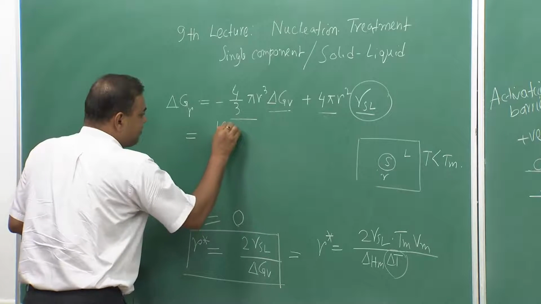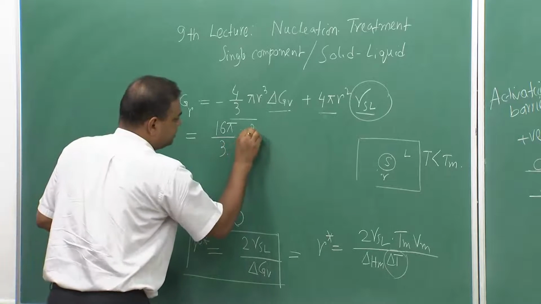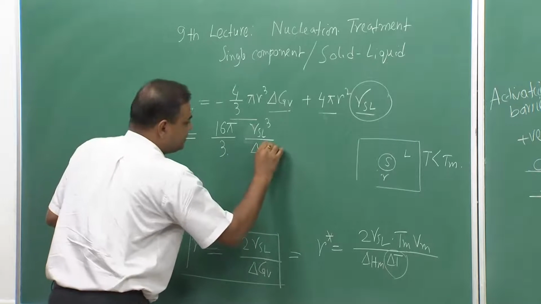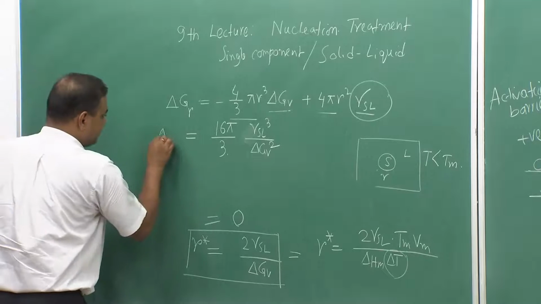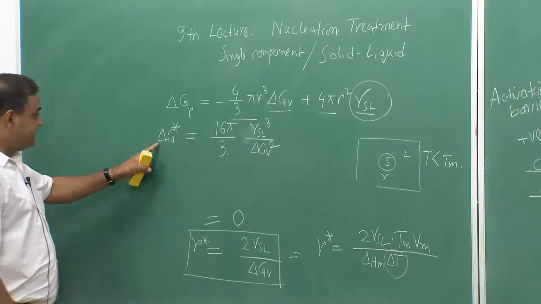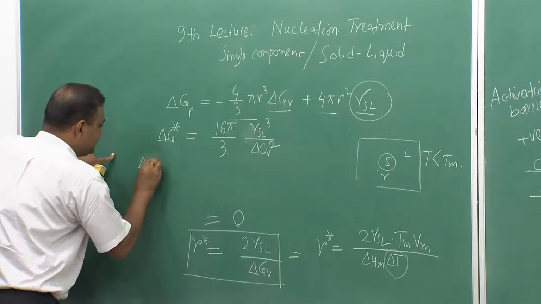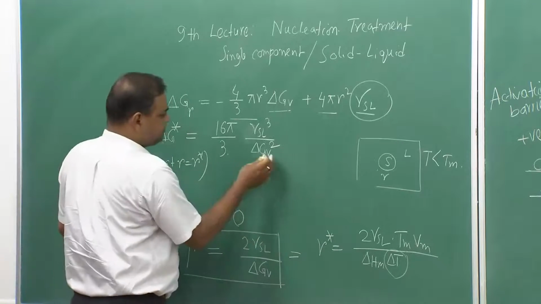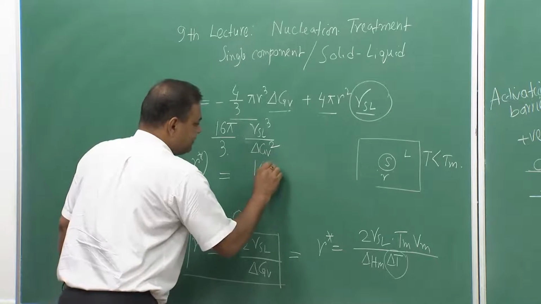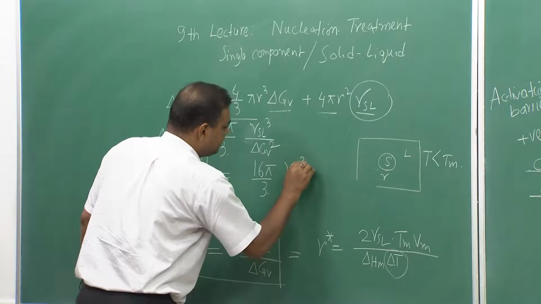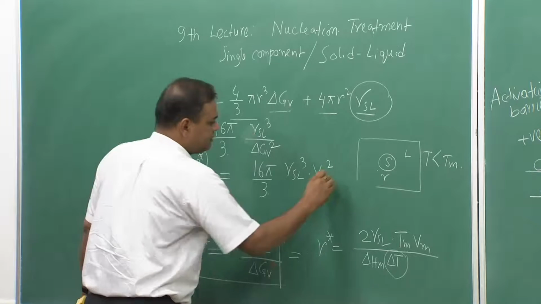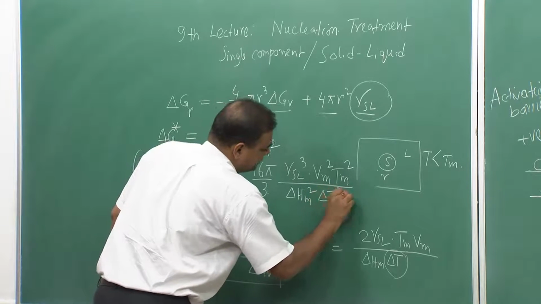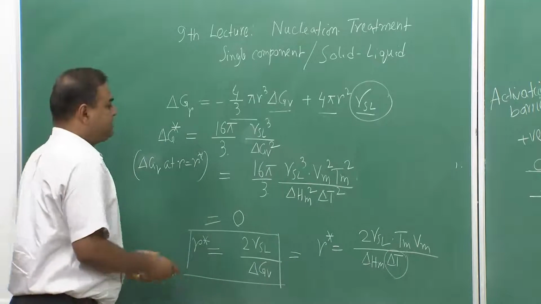Then you will get 16 pi by 3, sorry, gamma SL cube by delta GV square. So, now that time this becomes delta G star, and this delta G star is basically nothing but delta G R at R equal to R star. Now, if we try to replace delta G V, we can get 16 pi by 3 gamma SL cube Vm square Tm square by delta Hm square delta T square. So, this is another important expression.